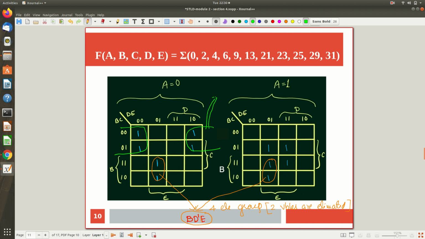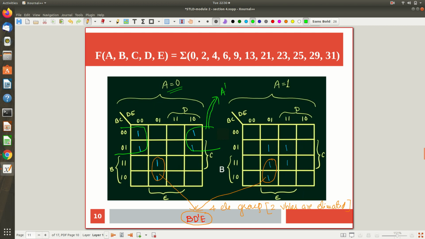So what is the term corresponding to this? First of all, it is in the first 4 variable K map, corresponding to A equal to 0. So you can see A dash, because A is assuming a value 0 here, so A dash is the corresponding literal, right? SOP I am writing. Now when I am moving across the row, I can see that the variable C is eliminated. Again 4 element grouping, 2 variables eliminated, 3 variables remain.